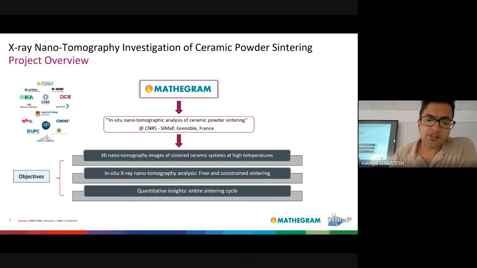So the objectives of my research work are to first obtain complete 3D nanotomography images of sintered ceramic systems at high temperatures, then to go a step further and perform an in-situ analysis, that is, to capture sintering in real time, and while doing so, provide quantitative insights throughout the entire sintering cycle.